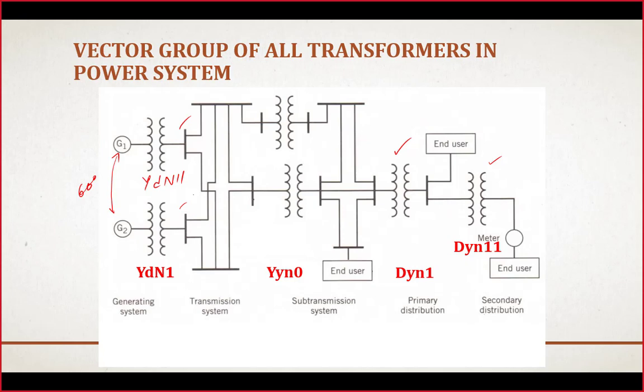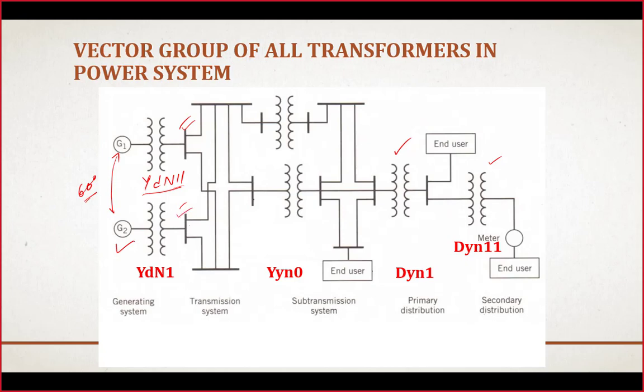There will be no phase difference between these two currents and voltages which are connected with each other. But the generators may have a phase difference of 60 degrees, because here the delta is leading, meaning the generator is leading by 30 degrees with respect to this, and here the generator is lagging behind the high side by 30 degrees.